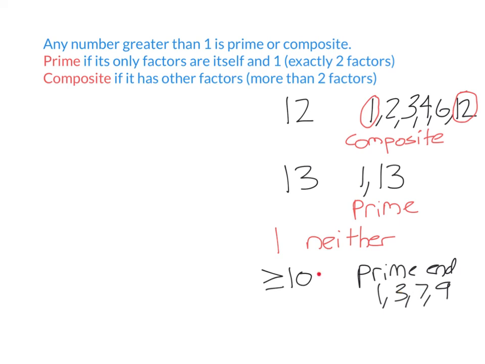Some numbers greater than 10 that end in 1, 3, 7, or 9 are prime, some aren't. So for example, 31 is a prime, 43 is a prime, 67 is a prime, 89 is a prime. But that doesn't mean if a number ends in one of these, it definitely is prime. 21 is composite. 33 is composite. 57 is composite. 69 is composite.